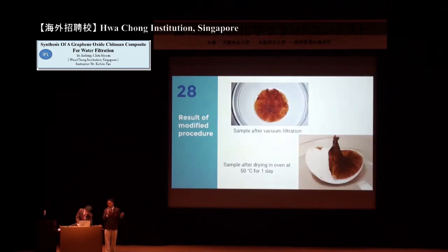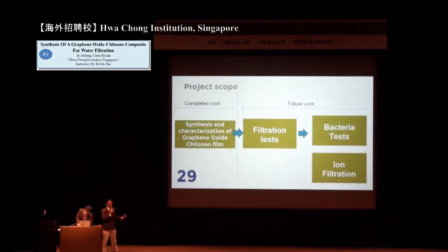As you can see, there is a lot of difference between this film and the previous one, and this is definitely much more uniform. This is of course after drying in the oven at 50 degrees for 1 day, and it also peeled off by itself in the oven. Looking at our project scope again, we have more or less completed the synthesis and characterization of the graphene oxide chitosan film, but we are looking at doing more characterization work, for example, using Raman.